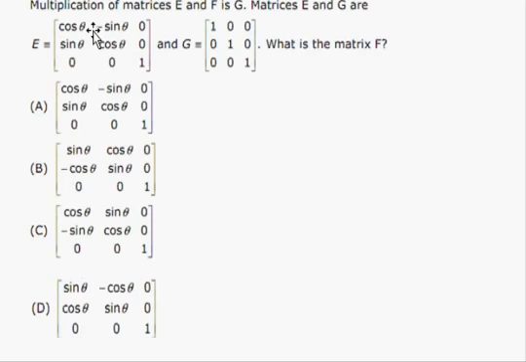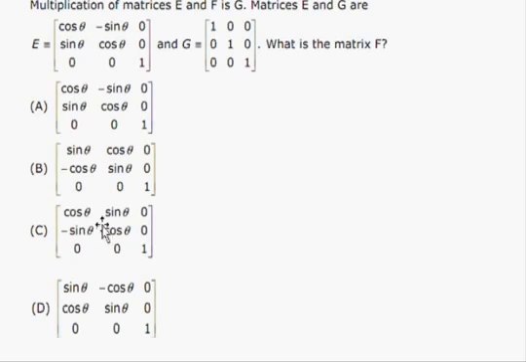If you multiply cos theta into cos theta, minus sin theta into minus sin theta, sin square theta. So cos square theta plus sin square theta is equal to 1, and 0 into 0, so it is 1. And multiply this: cos theta into sin theta minus sin theta into cos theta is equal to 0. So the next is 0, and third is cos theta into 0 plus minus sin theta into 0 plus 0 into 1, so 0. So C is the correct answer.